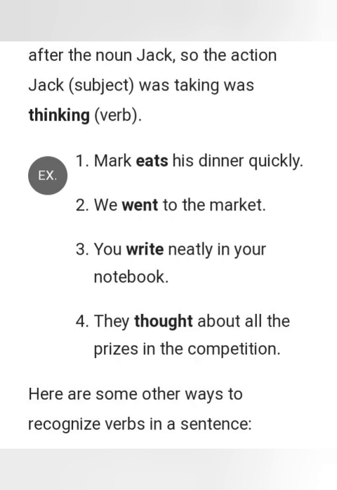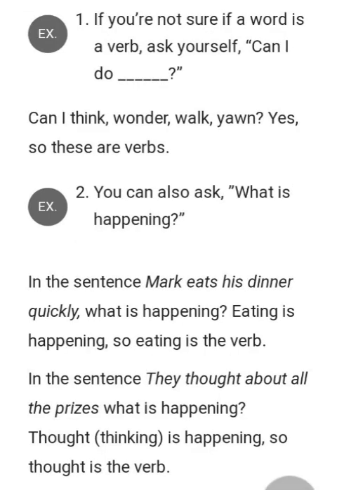Here are some other ways to recognize verbs in a sentence. If you are not sure if a word is a verb, ask yourself, can I do it? Can I think, wonder, work? Yes. So these are verbs. You can also ask what is happening.